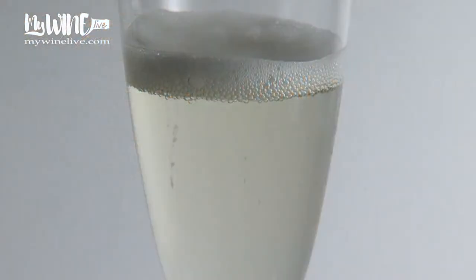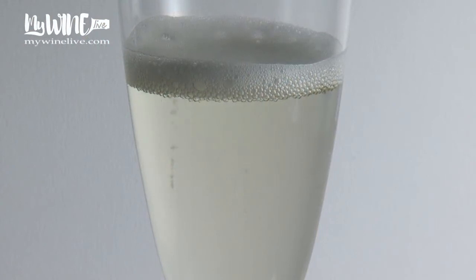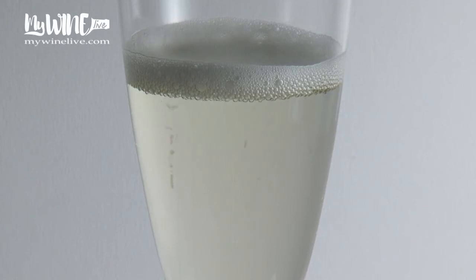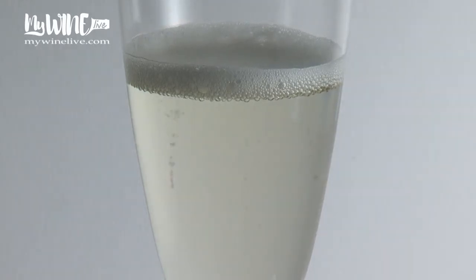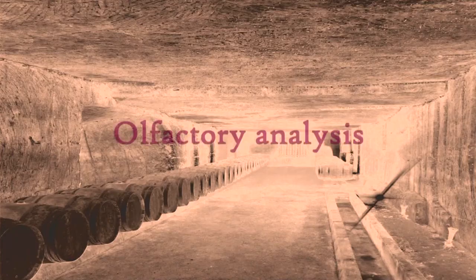Perlage. For sparkling wines, it is important to evaluate their mousse or perlage, ignoring the analysis of the density. To evaluate the perlage, you should consider an average of fine bubbles, their quantity and the duration within the glass. If the bubbles are scarce and not visible, the value to be assigned is 1. If they look too generous and very swollen just like soda, the value is 5. Both extreme values represent a flaw.